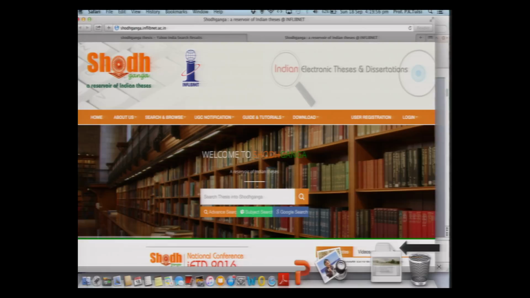If you are trying to search the databases, each university now provides a database for the research which has been carried out at the university level. But the Indian government has started Shodh Ganga, which is a repository of all the research which has been carried out in India at the doctoral level, and you have access to the theses which have been undertaken by the researchers in various universities.